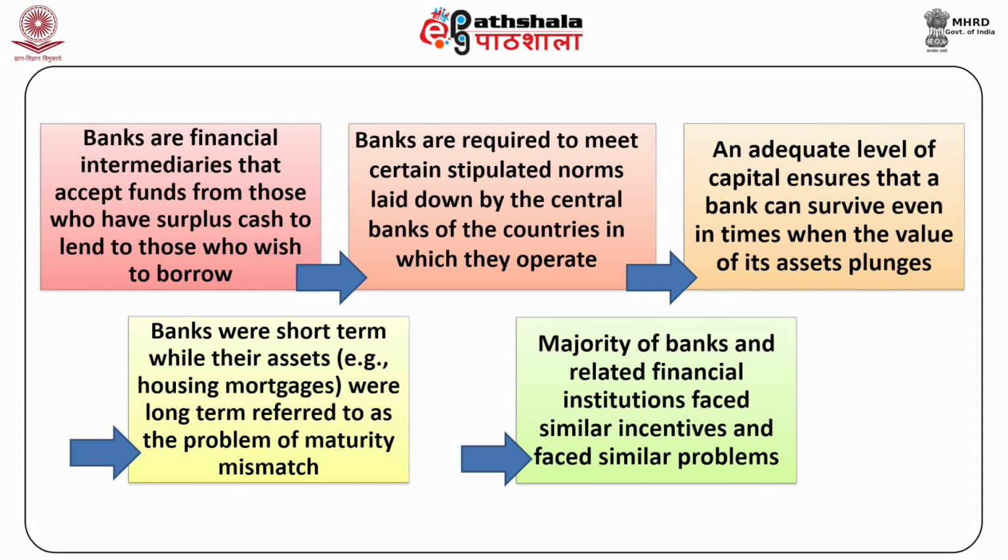Capital adequacy norms are measures that act as a safeguard against the risk of bankruptcy. During the crisis, it was found that the banks actually had inadequate capital reserves. Also, the liabilities, for example, deposits of banks, were short term while their assets, for example, housing mortgages, were long term. This is commonly referred to as the problem of maturity mismatch. Due to this, the banks found themselves in a situation where they were both insolvent because of inadequate capital and illiquid, short on ready cash to meet liabilities.